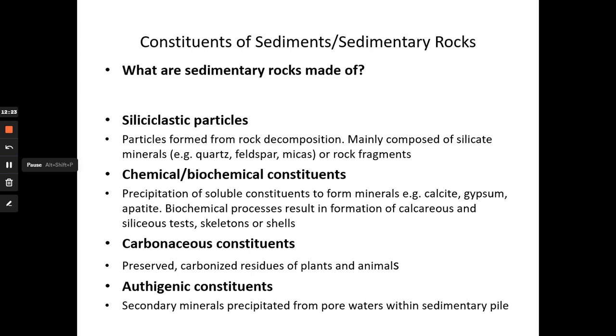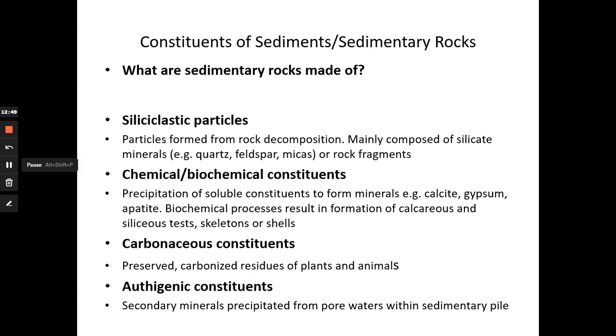So we've learned what sediments and sedimentary rocks are, right? We can define them and how they are formed, their origin. But what are they actually made up of? What's inside sedimentary rock, or what's inside sediment, right? So here I list down the main constituents of what you get inside a common sediment or sedimentary rock.